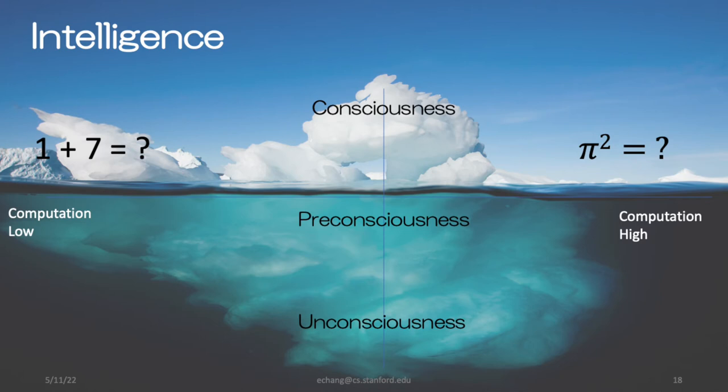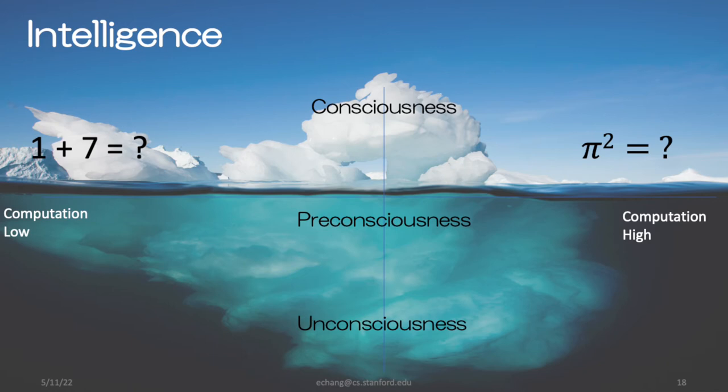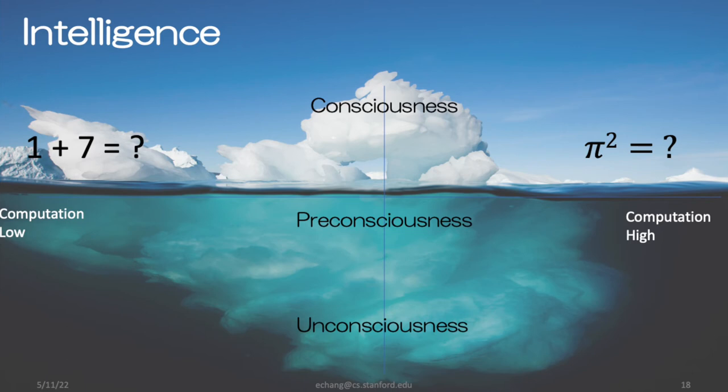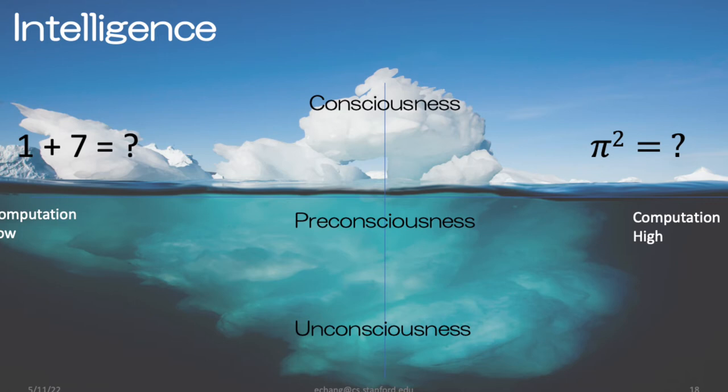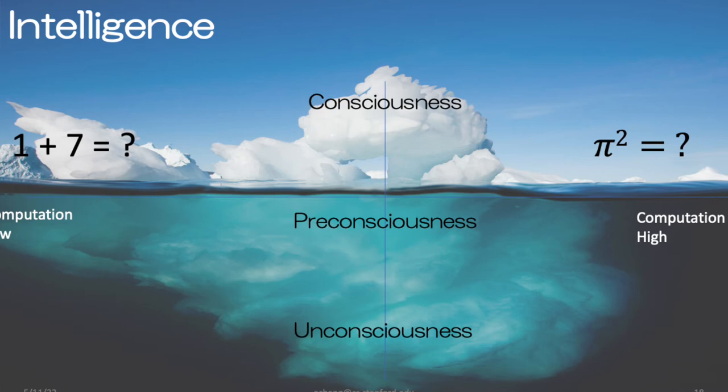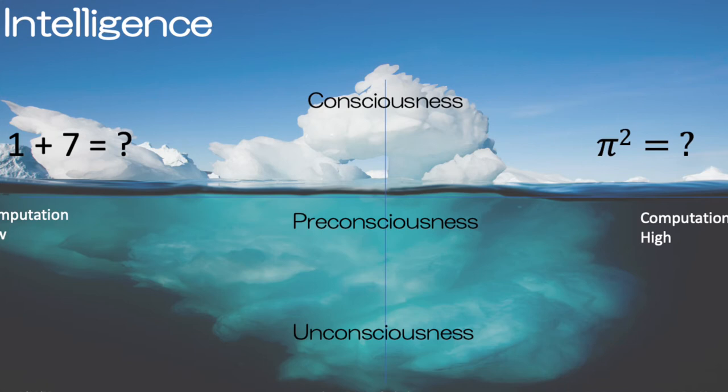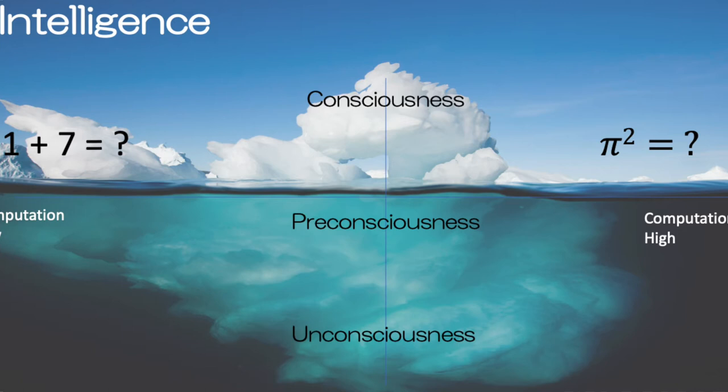So the first question here is 1 + 7. We probably consider this to be computation non-intensive. And pi squared, right, it's more complex. To us, 1 + 7, we can do in seconds. But pi squared requires working on this arithmetic for some time. Actually, pi squared could probably not have an answer. Right? This is pi, it's a huge number.